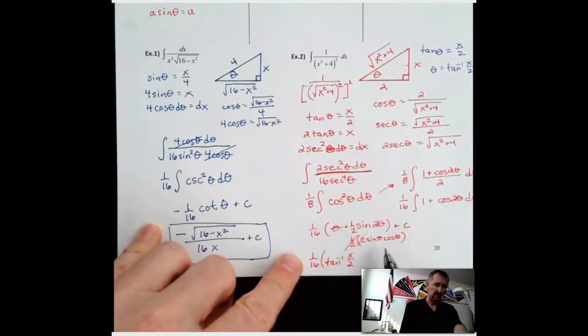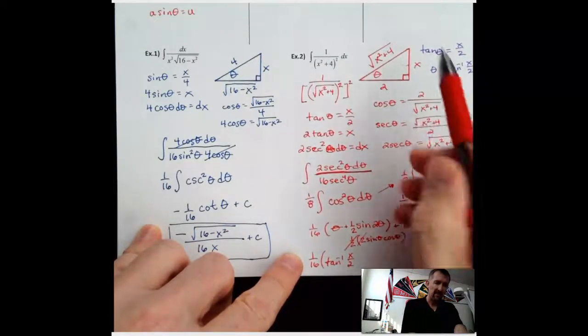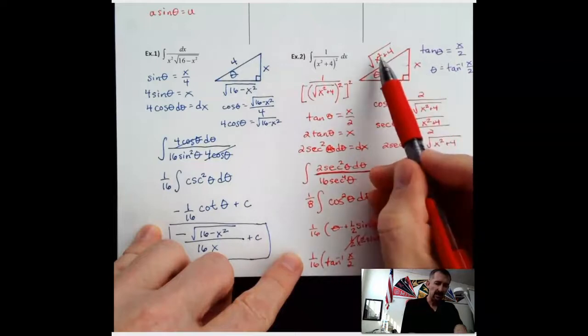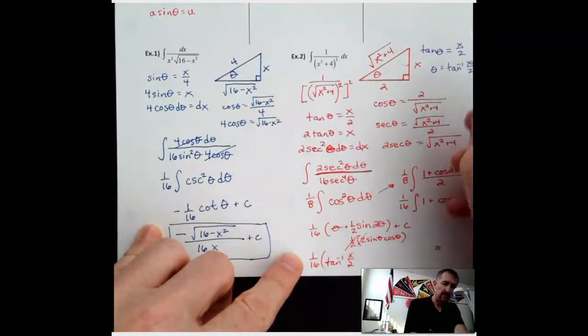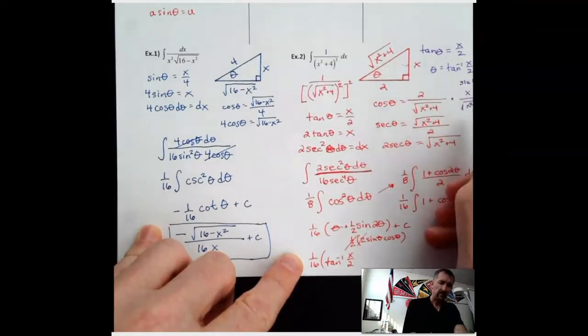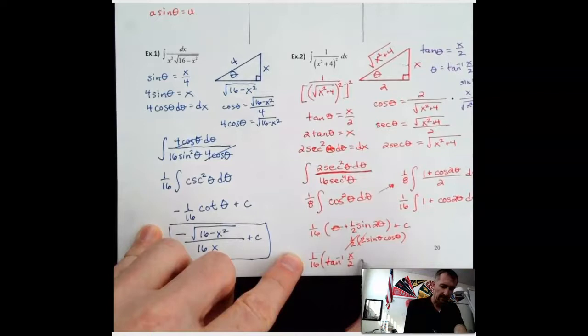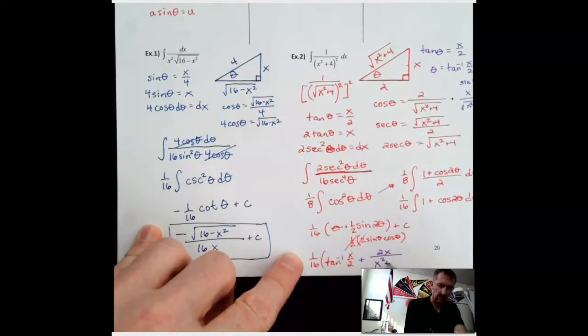And then we have sine times cosine. So if you think about that, cosine's right here. Sine would be x over that. So I'm going to multiply this times the sine, and the sine is x over that. So if I multiply those two together, I'm going to get 2x over, and then when I multiply those together, the square root cancels out, so I have x squared plus 4.